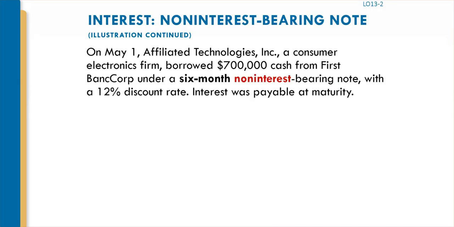Ooh, looky up here. Non-interest bearing note. In other words, if someone asks you what the stated interest is on this note, it's going to be zero. And again, as I said earlier, who in their right mind would loan some amount of money, here it's $700,000, and not get interest? So what we're going to have to do is calculate how much of the $700,000 is interest and how much of it is just the loan to the people.